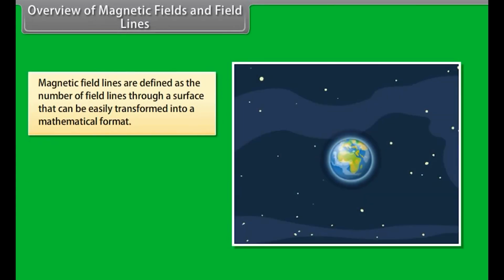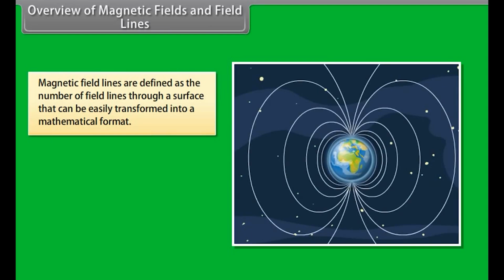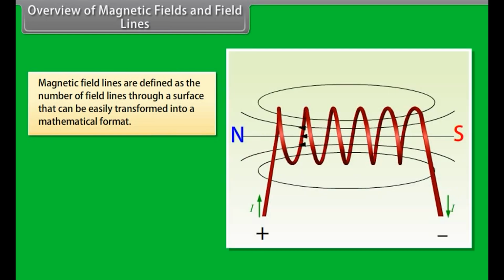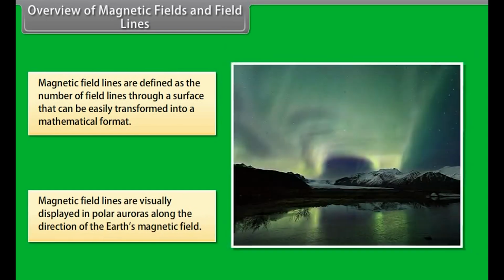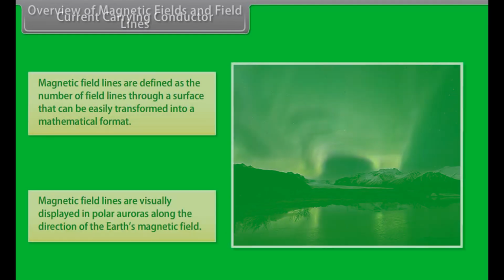These are defined as the number of field lines through a surface. These can be easily transformed into a mathematical format. Magnetic field lines are visually displayed in polar auroras, where visible streaks of lines are created along the direction of Earth's magnetic field.